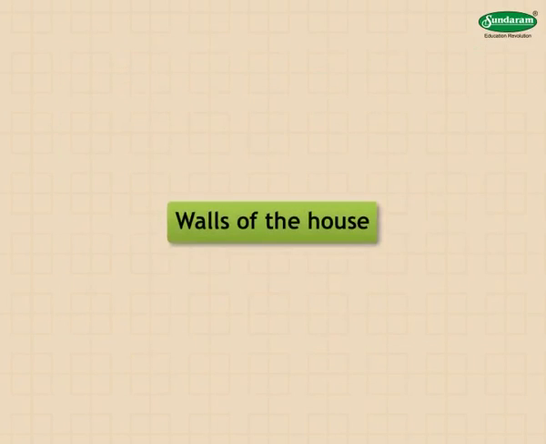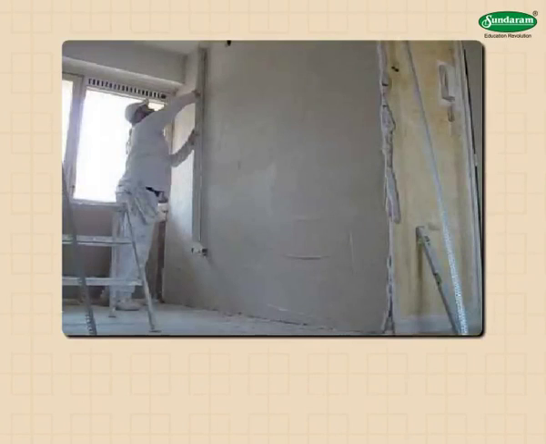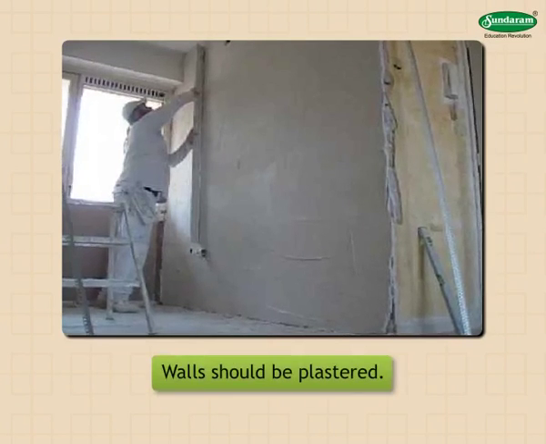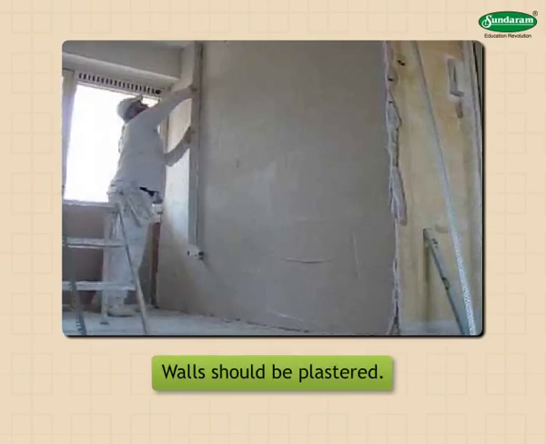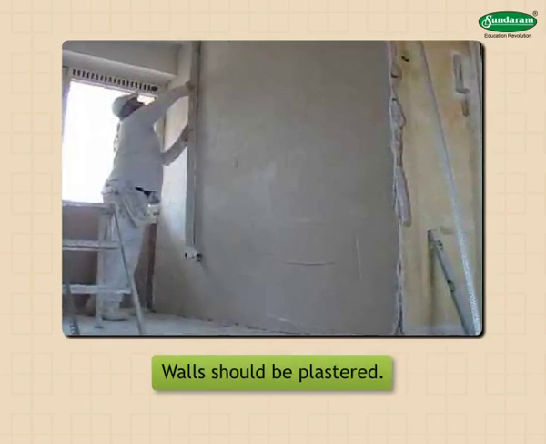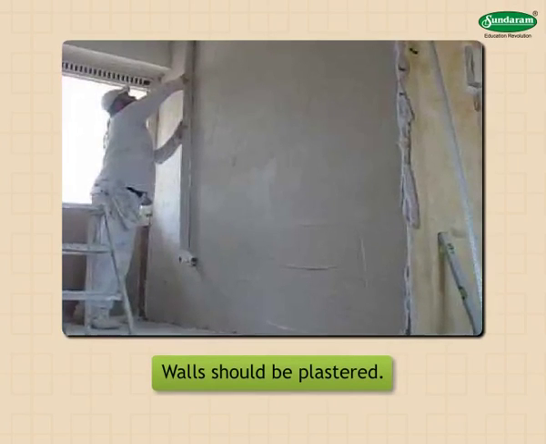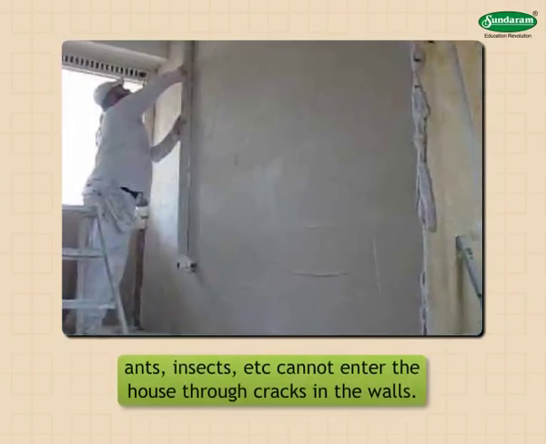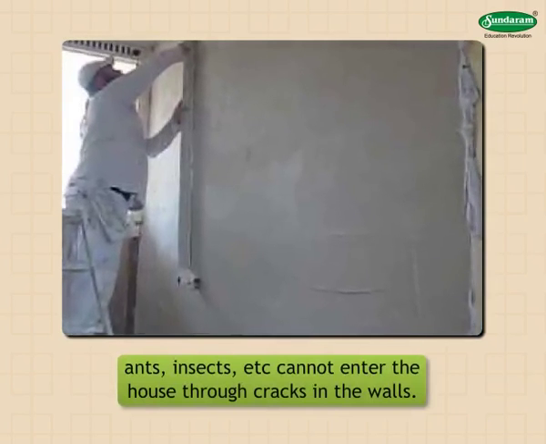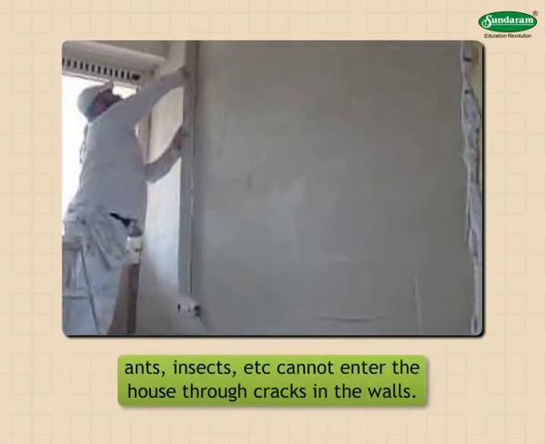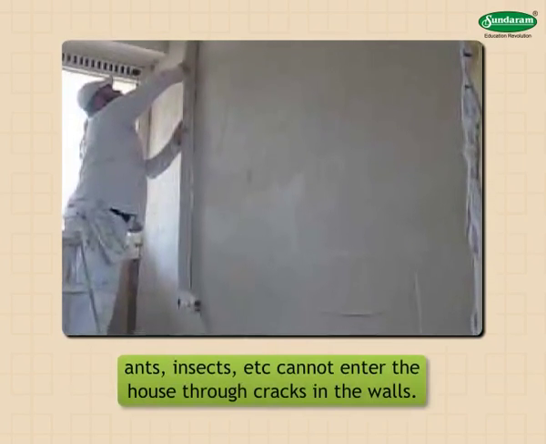Walls of the house. We should also look after the walls of our house. Walls should be plastered. This not only protects the walls but also prevents them from becoming damp. Also, ants, insects, etc. cannot enter the house through cracks in the walls.